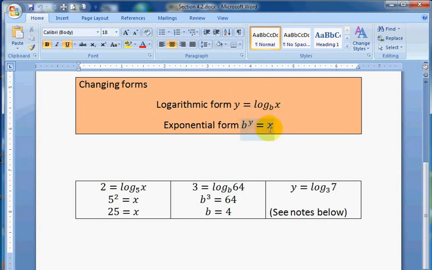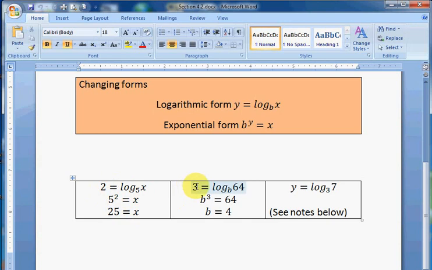Well, how does this help us? We have three types of problems we'll be looking at. The first is 2 equals log base 5 of x. Well, here the x is inside the logarithm. I want to solve for x. So what I need to do is go from logarithmic form to exponential form. Again, my base is 5. My exponent is 2 because logs give me exponents. So this is 5 squared equals x. So x is 25, and I've already solved this.